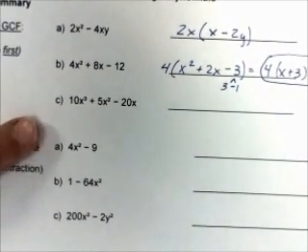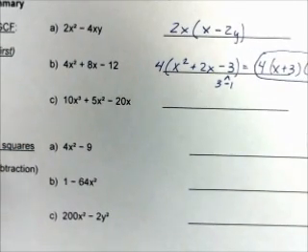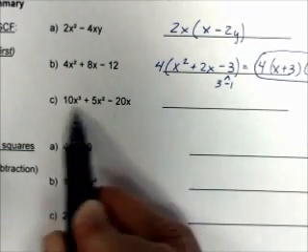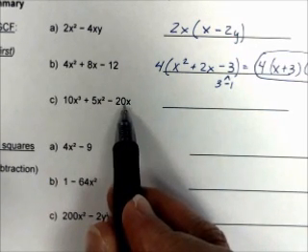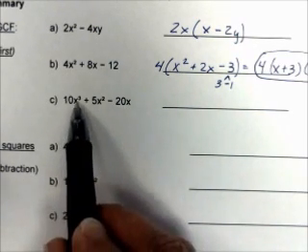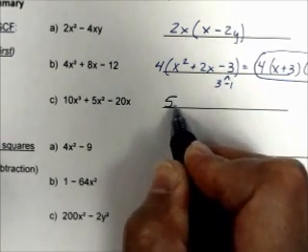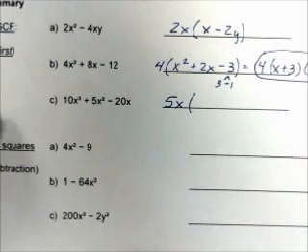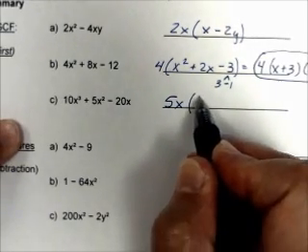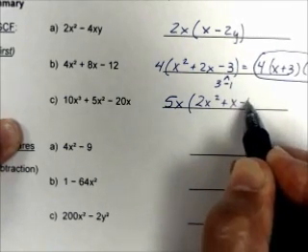Next, the trinomial 10x to the third plus 5x squared minus 20x. What's common to all three of these terms? Well, each coefficient is divisible by 5, and each variable term, x to the third, x squared and x, has an x in common, so 5x is the greatest common factor here. Our other factor is 2x squared plus x minus 4.